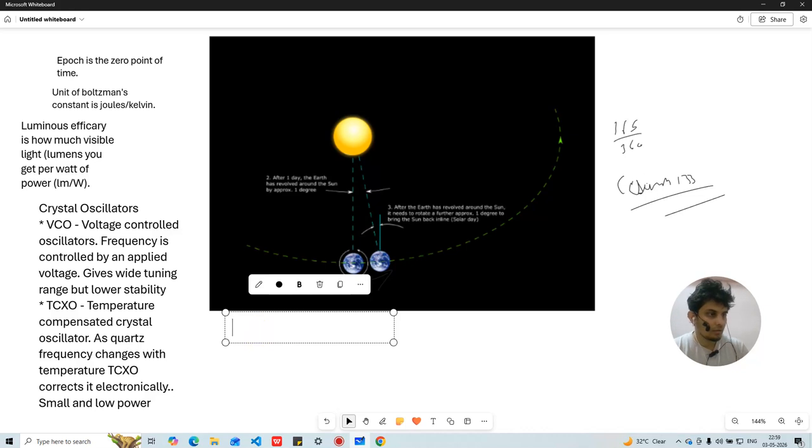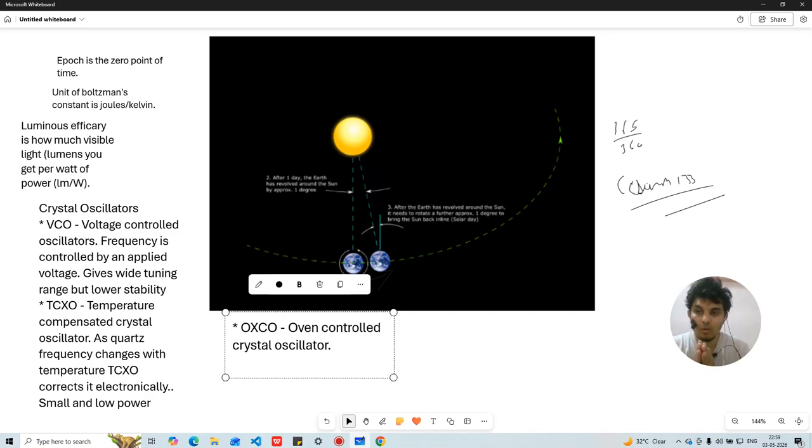Okay, then we have OCXO, oven controlled crystal oscillator. Keep the crystal at a constant high temperature.